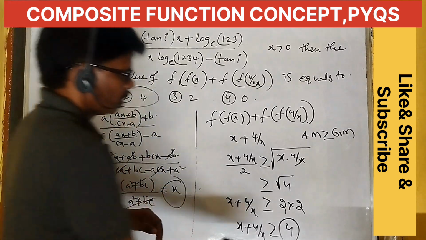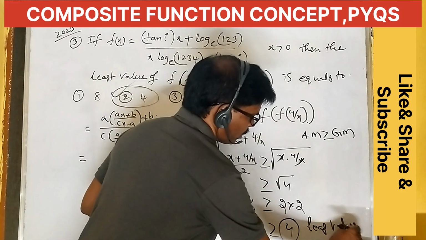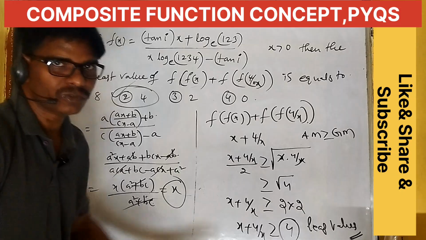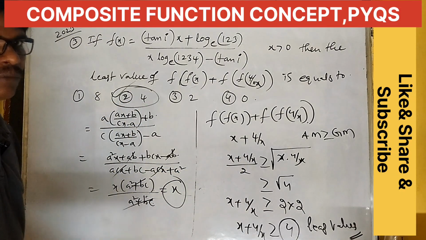Option 2 is the answer. This is the least value. Okay, least value, this one. This is the least value by the AM greater than or equal to GM formula. By using AM greater than or equal to GM here, option 2 is correct.